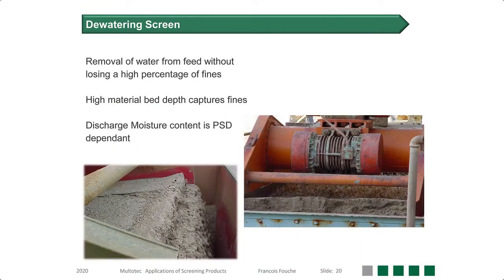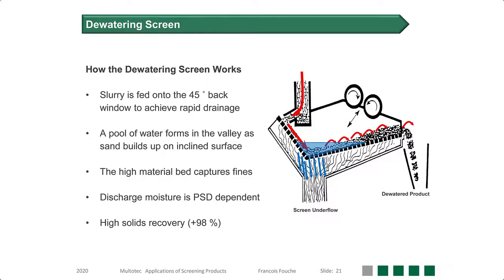It's not always the case that we want to remove fines to underflow. In the case of the dewatering screen, we want to trap fines in the material bed in order to send it off to the tailings dump. In this instance, the intention is to size a screen that will operate with an 80 to 100 millimeter thick discharge bed. Typical geometry of the modern dewatering screen provides for a 45-degree back window and a 5-degree upslope on the second slope.